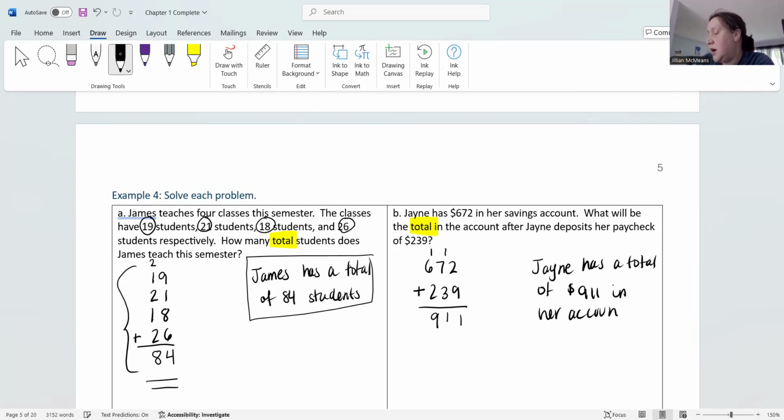Remember, you have to describe your final answers when it comes to math. Okay, at the very least, you need a unit. So in this case, dollars, in the previous case, students, but it's even better if you just use a couple of words to describe what that answer means. Okay, let's see. That is example 4.